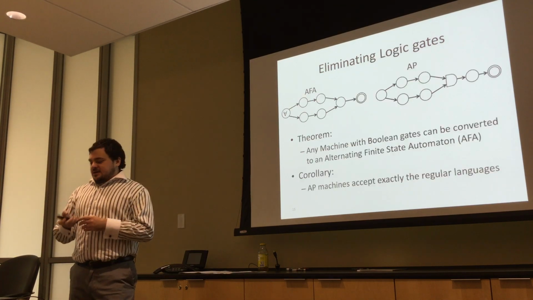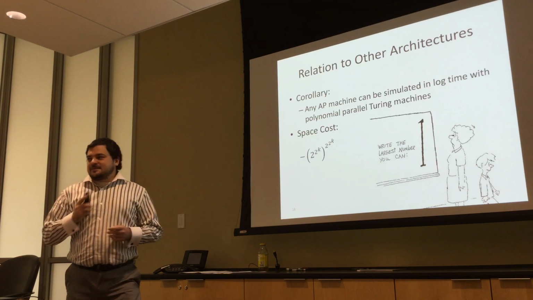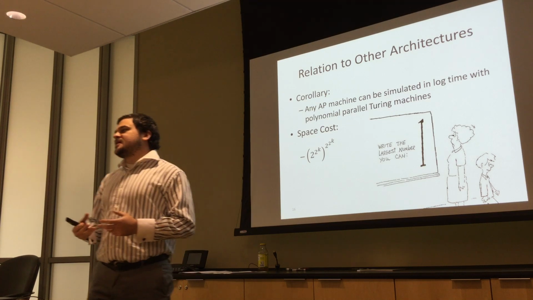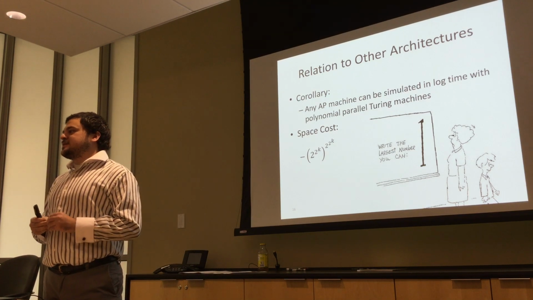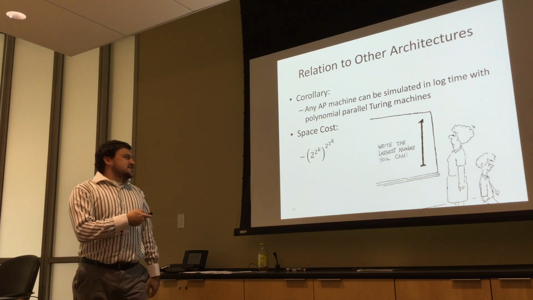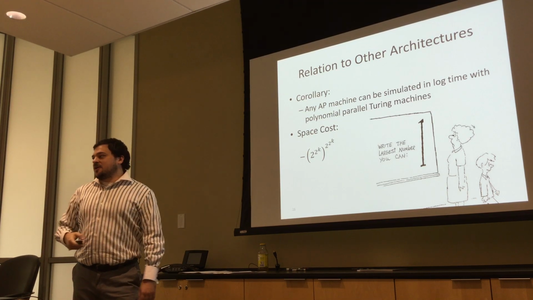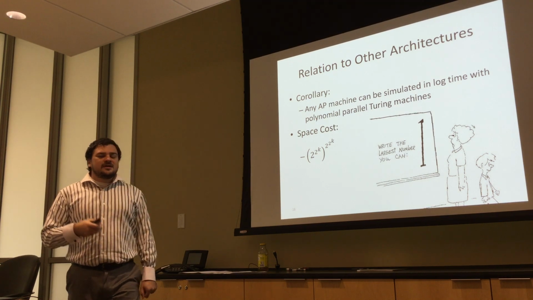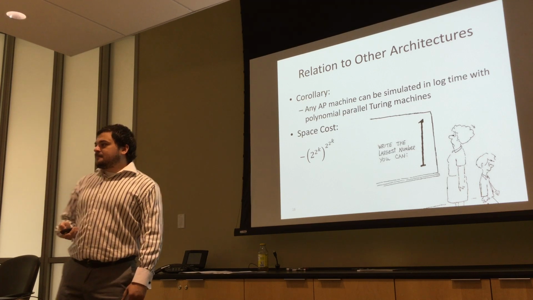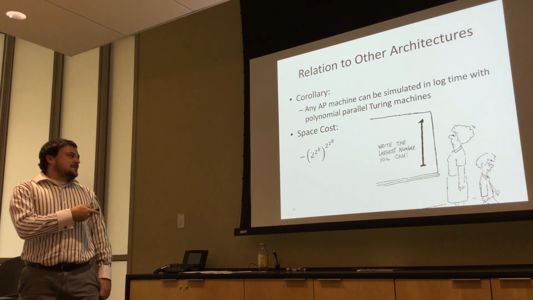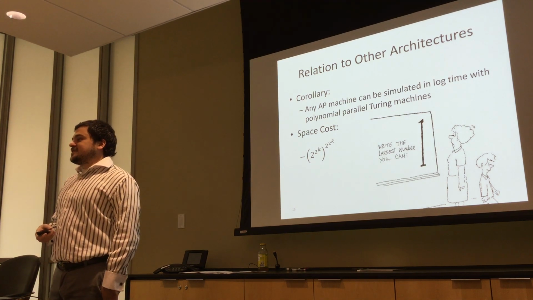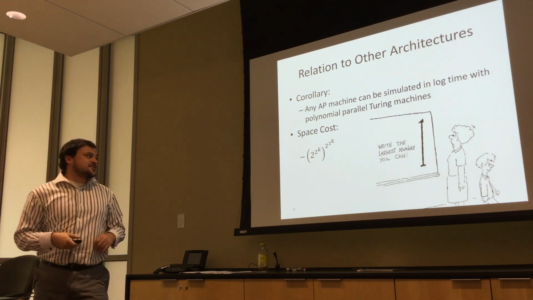So we need to look at the space requirements to see how efficient that AP architecture is going to be in terms of computing these regular languages. So it turns out that it's quite large. If we have an alternate or an AP machine that has k states in it, then that could require up to 2 to the 2 to the k to the power 2 to the 2 to the k different states, or space, in order to do that.